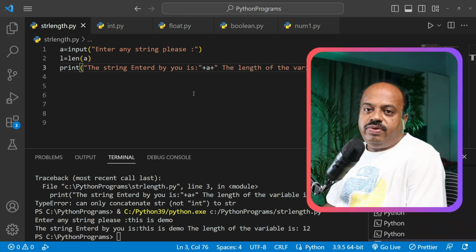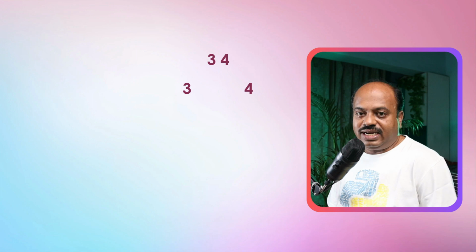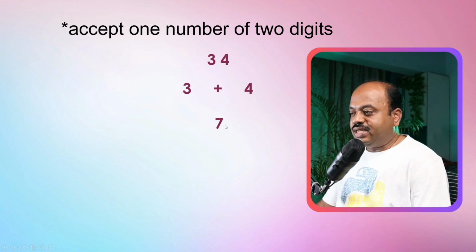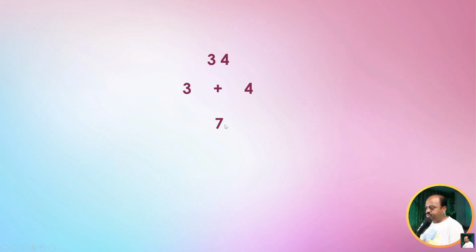So before ending the video, we will see an interesting example where we will accept a 2-digit number from the user. Suppose the user enters 3 and 4. Then we will split that number into 2 different characters, and then we will add those and print the addition of those 2 numbers. Okay, very simple. Accept a number from the user, split the number, and then add the digits and get the addition.